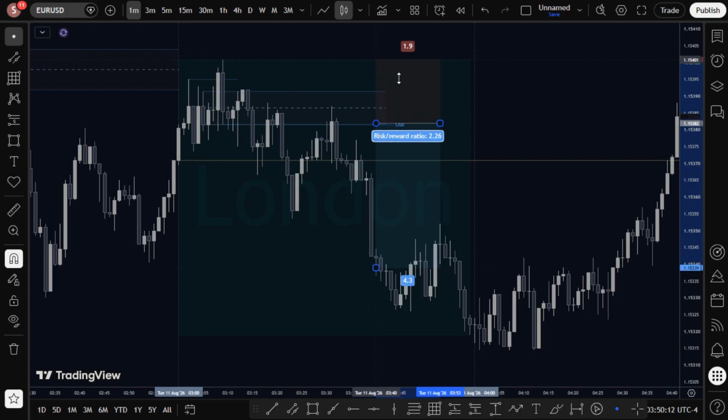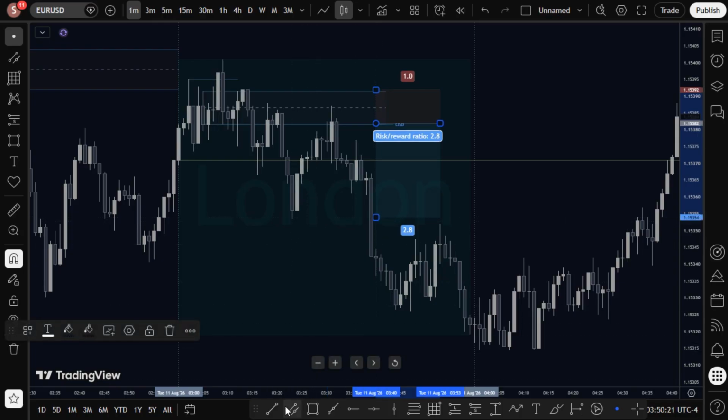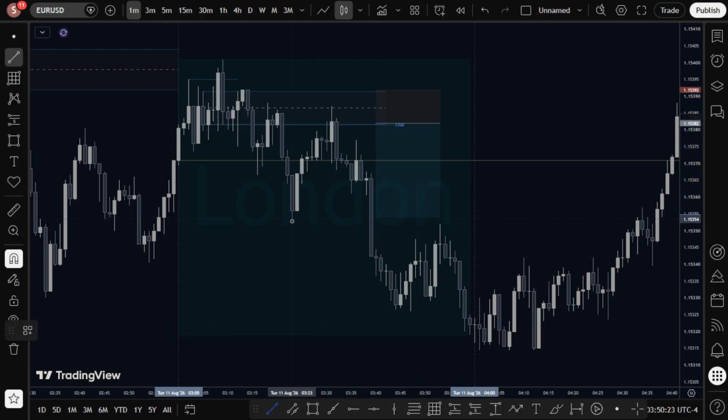So if you're taking 1 pip here, 1 to 3 will be okay. Or you target this weak low. This is a weak low. This is the low that went up from where price is coming from. That's a weak low, and you target the weak low.